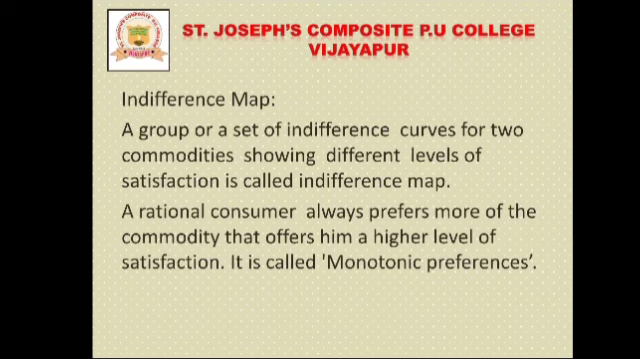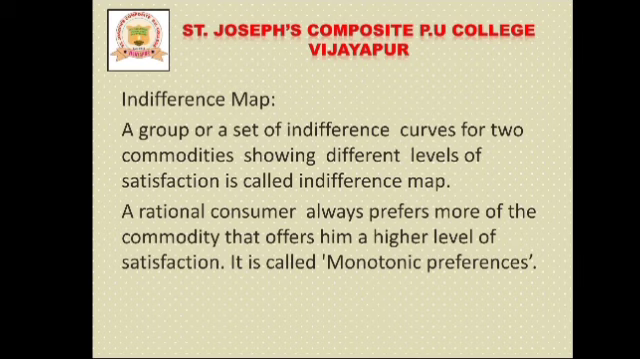So different indifference curves give different levels of satisfaction. So that is the indifference map. A rational consumer always prefers more of the commodity that offers him a higher level of satisfaction. So that is called monotonic preferences. So what are monotonic preferences? A rational consumer means one who thinks and then buys goods and services. So rational consumers always prefer more of the commodity which gives a higher level of satisfaction.